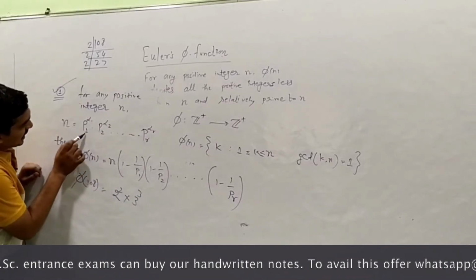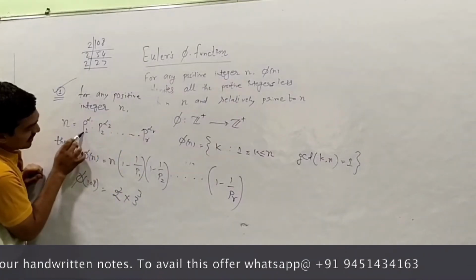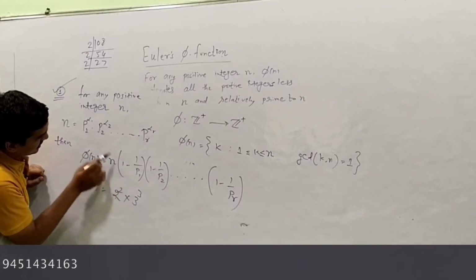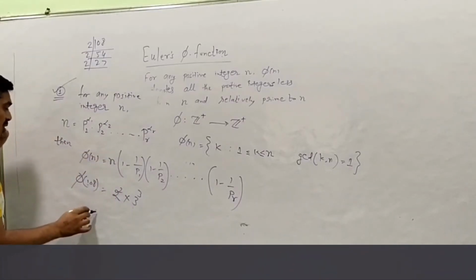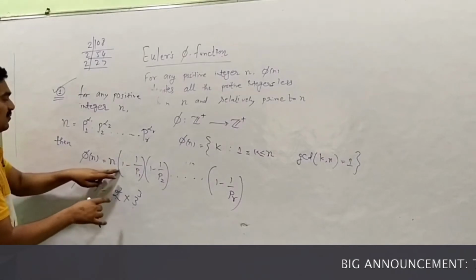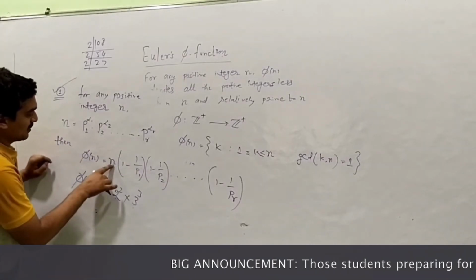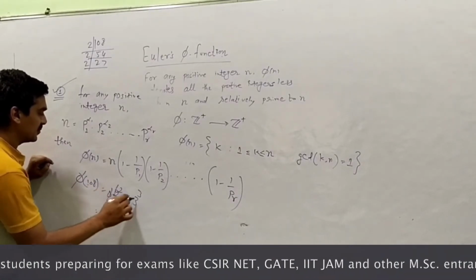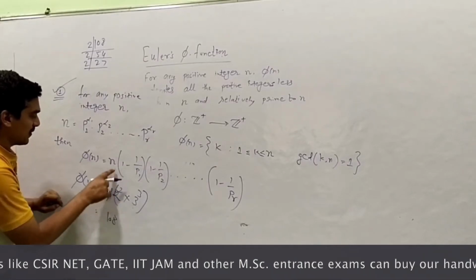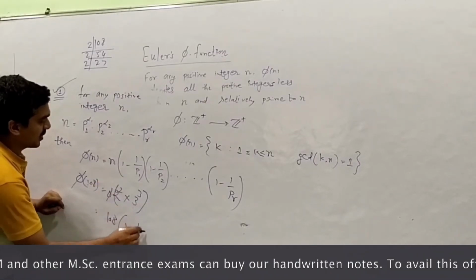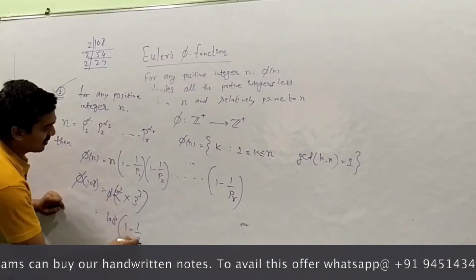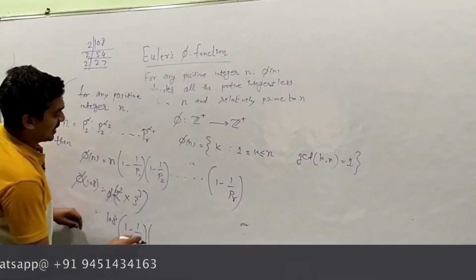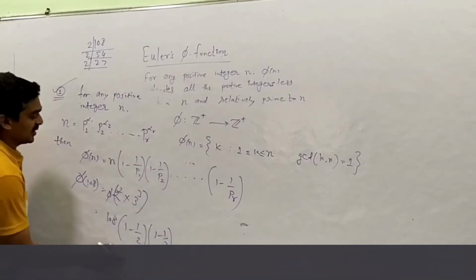Comparing with this pattern, in place of p1 we see 2, and in place of p2 we see 3. Then what about phi 108 using this formula? In place of n we write 108, times 1 minus 1 upon p1, with p1 being 2, and 1 minus 1 by p2, with p2 being 3. Calculate this and we get the answer.